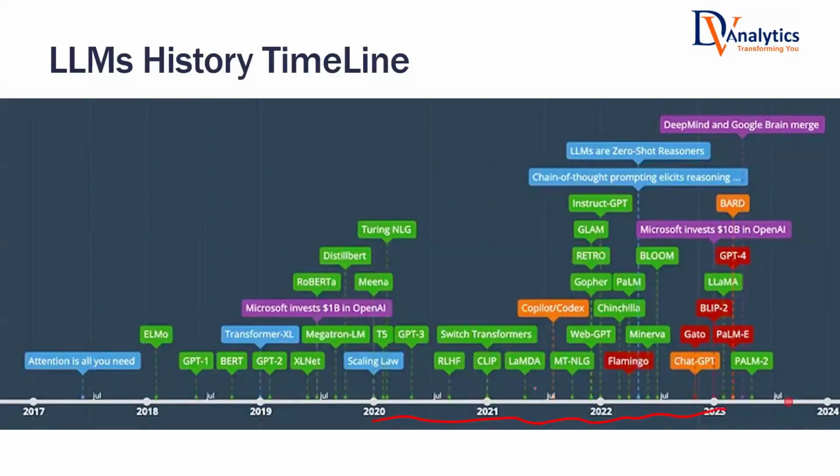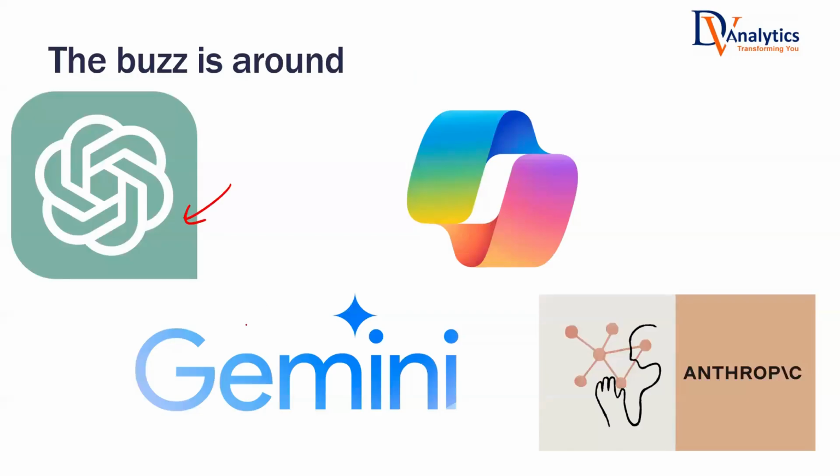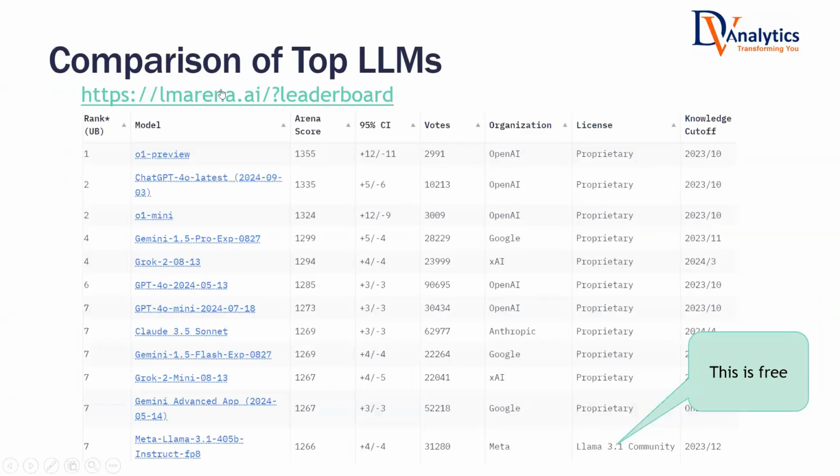Very recently, all these started surfacing only from 2022 onwards. Right now, the buzz is around OpenAI, Gemini, Microsoft's Copilot, and Anthropic Claude. If you go to this website called LM Arena, we would be able to see something called the leaderboard.